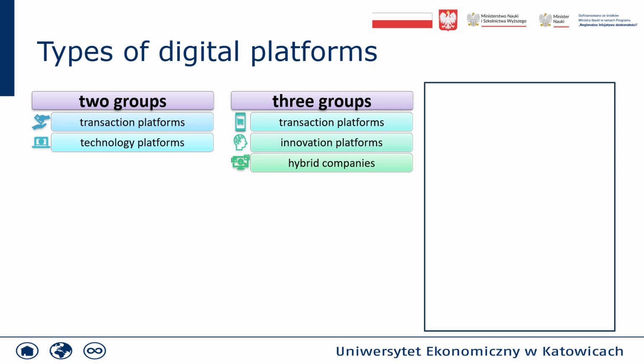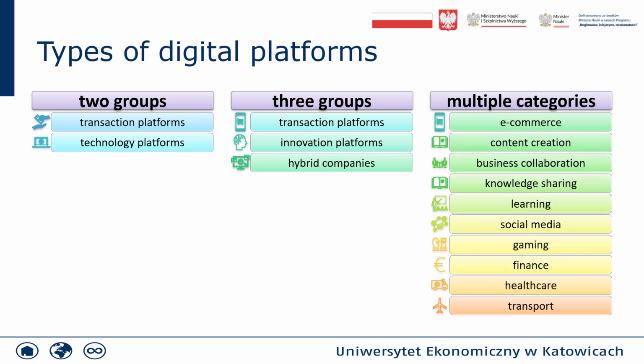Another classification can be made into three categories of platforms: transaction, innovation, and hybrid companies. Transaction platforms facilitate exchanges, innovation platforms provide the technological foundation for the development of additional platforms, and the third category, hybrid companies, began their operation as one type of platform but then over time evolved to exhibit characteristics of the second type. Also, this typology can be distinguished into multiple categories.